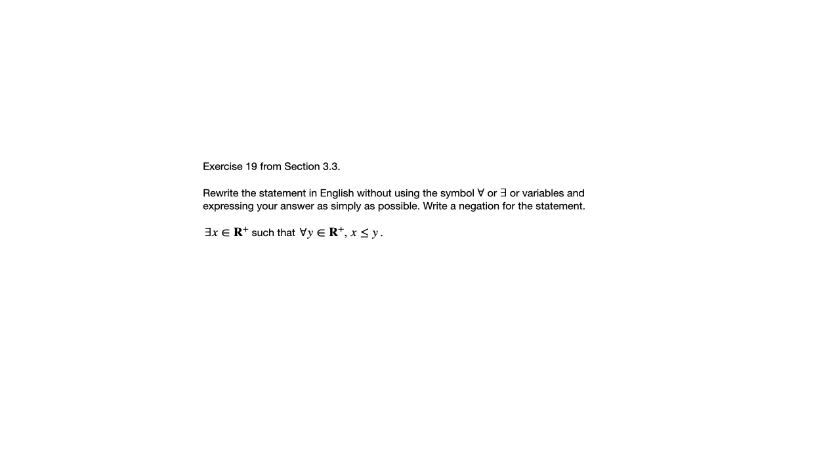Okay, so we've got a statement with multiple quantifiers, and let's read through it and talk about what that means. It says there exists x in the positive real numbers, such that for all y in the positive real numbers, x is less than or equal to y. So what that's saying is that there is a positive real number that's less than or equal to every positive real number. That's how we can state that in English without using the quantifier symbols or variables.